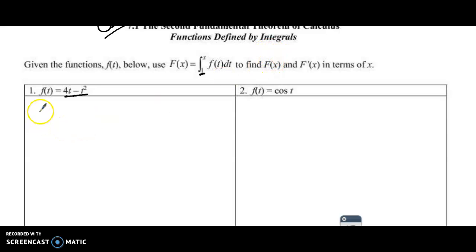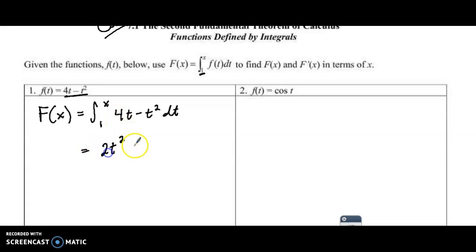So if I asked you for capital F of x, what they want you to do is the integral from 1 to x of that function, 4t minus t squared dt. So what is capital F defined as? Well, you would do the antiderivative of that. So add 1 to your exponent and divide by your new exponent. 4 divided by 2 is 2. And hopefully we've done enough of these where this makes perfect sense. 2t squared minus 1/3 t cubed from 1 to x.